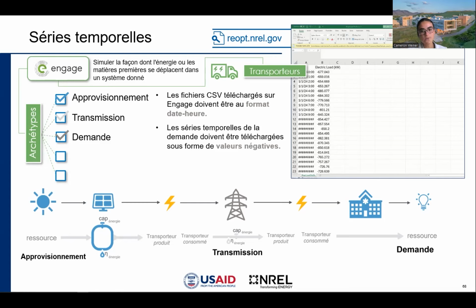An important note is that Engage can only read CSV files. So make sure that when you're saving your file, it's saved with comma separated values. Sometimes we run into problems where people save things with semicolon separated values or as an Excel sheet, and Engage will not be able to read those.